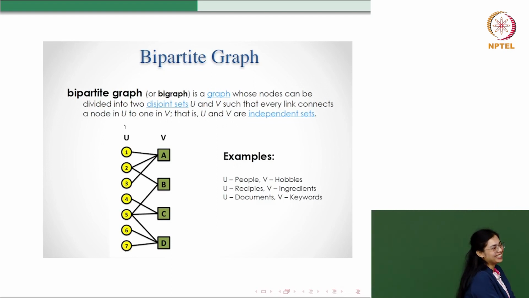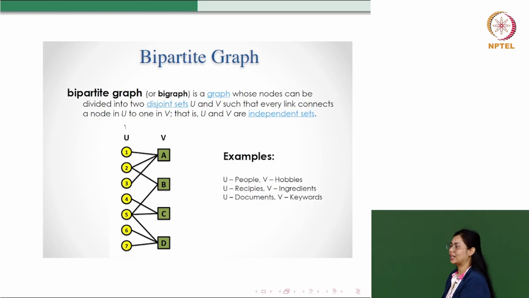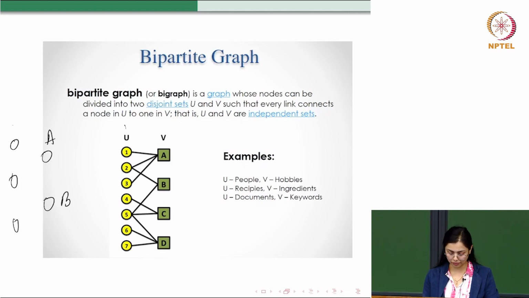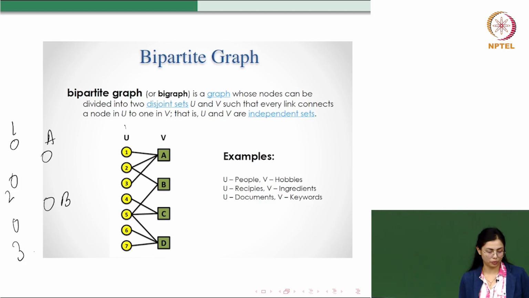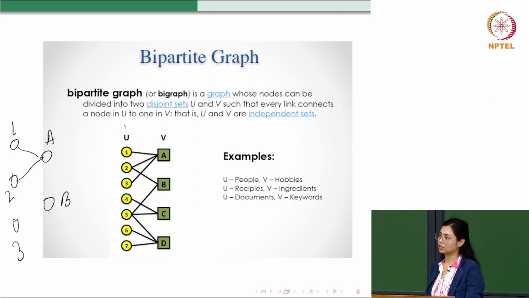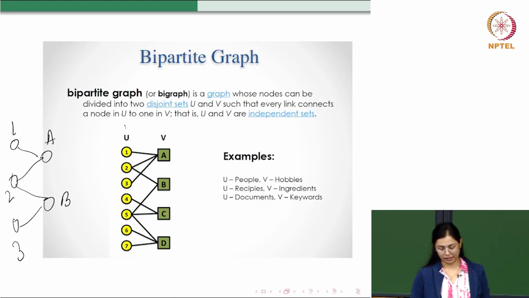Anything else? In a collaboration network also we can think about it, right? Say there are some collaborators and there are some projects. So this is project A and B, and these are the teams working on these projects. Say 1 and 2 are working together on project A, and 2 and 3 are working on project B. So this can be interpreted as a bipartite graph, okay?